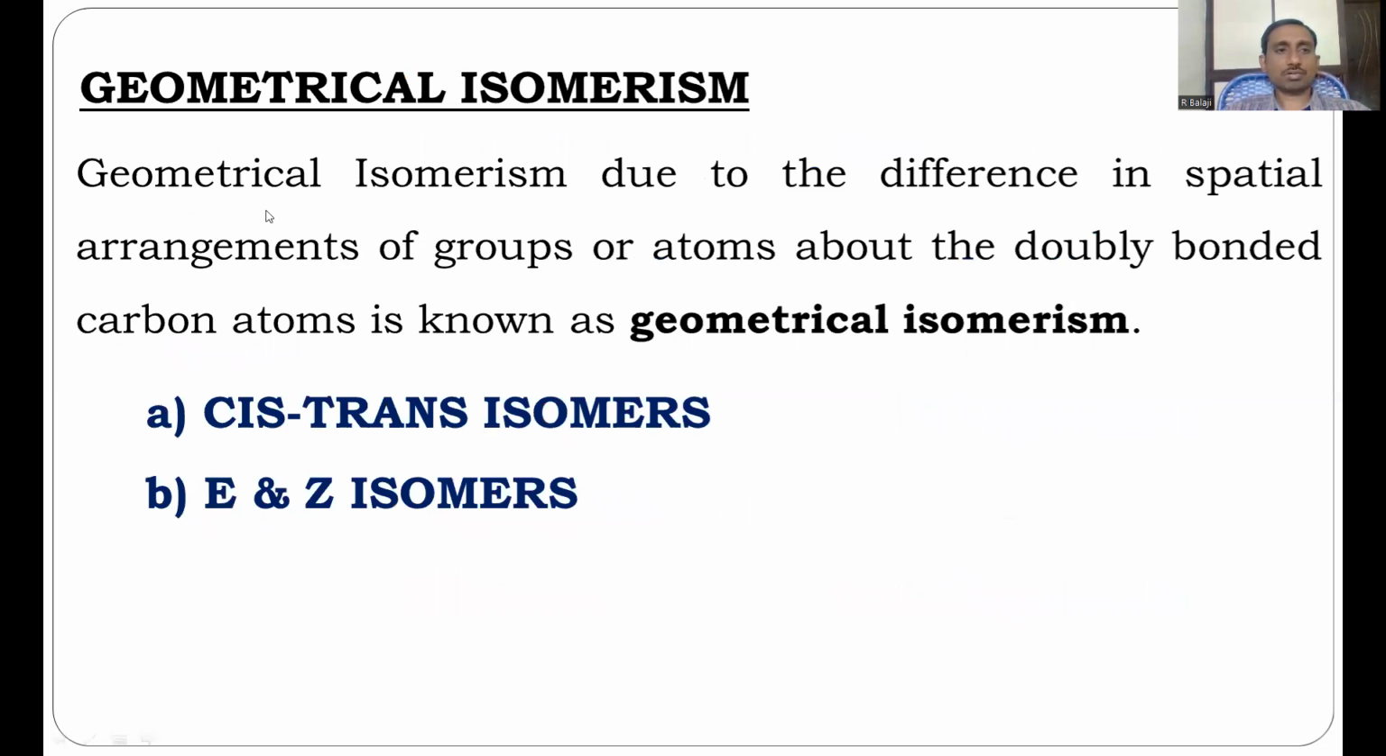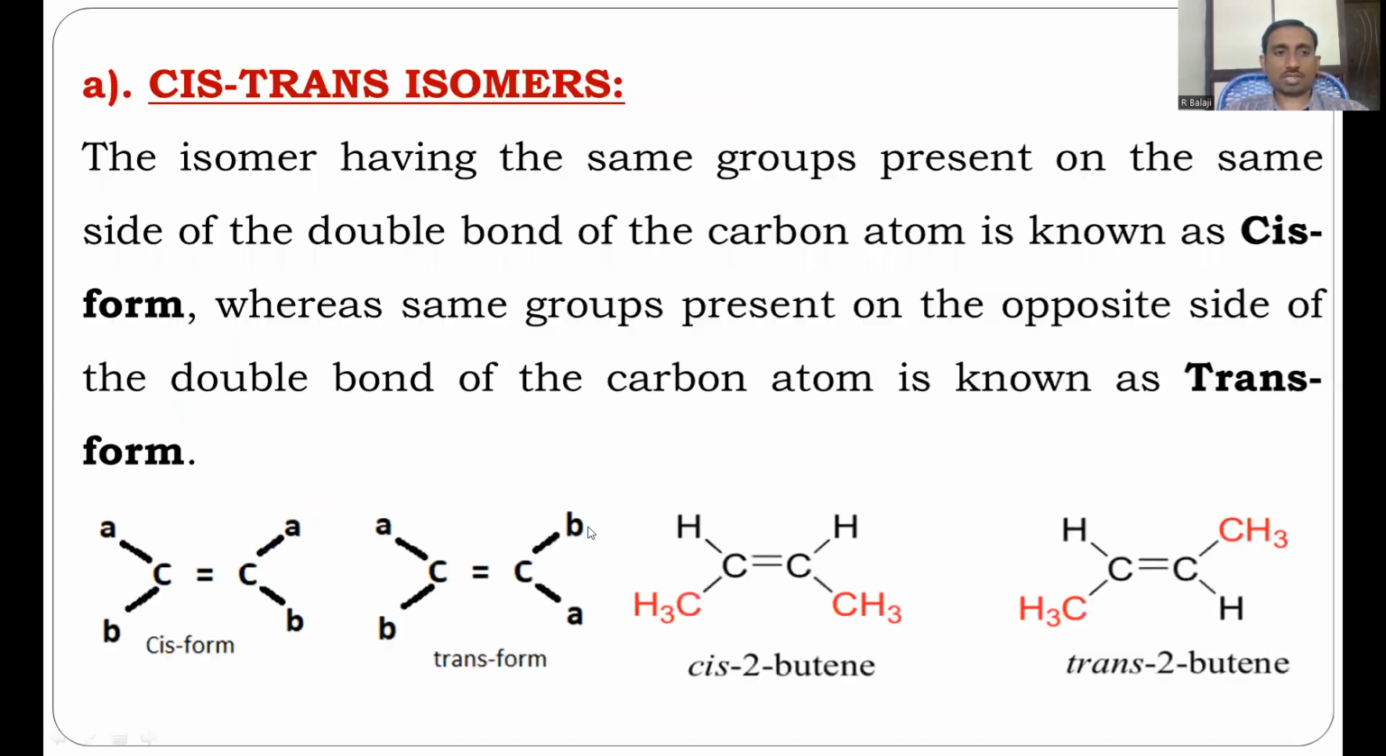As per the stereoisomeric concept, one type is geometrical isomerism. In geometrical isomerism, the difference in the arrangement of groups or atoms about the double bonded carbon atoms gives rise to geometrical isomers. Based on this, geometrical isomers can be divided into two categories: cis-trans isomers and E and Z isomers. I'm coming to the cis-trans isomers.